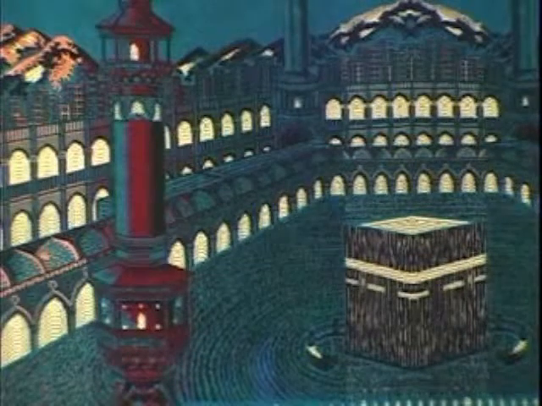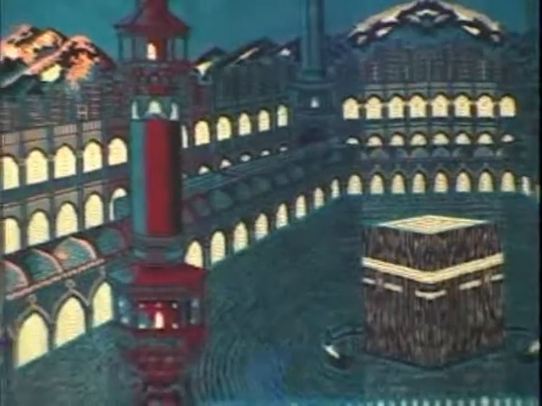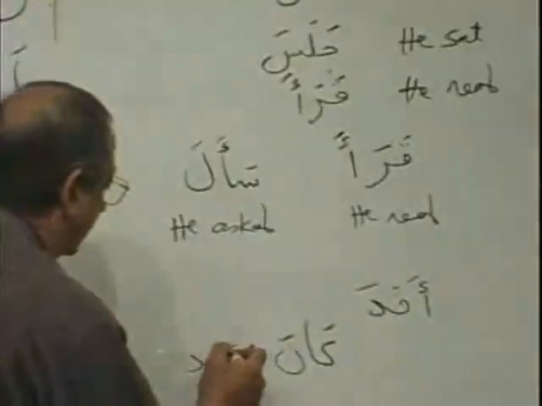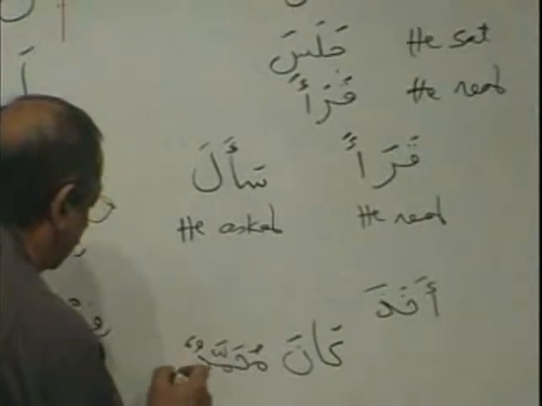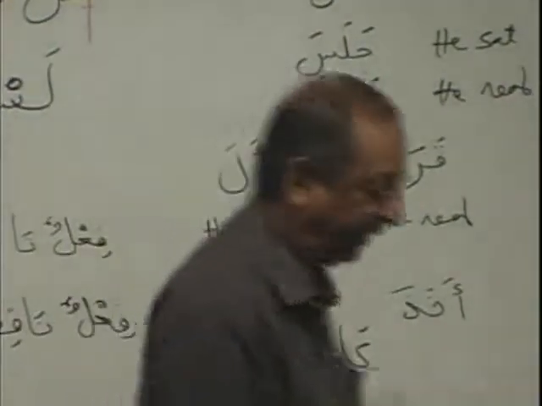Now I'm writing here, brothers and sisters. Kana Muhammadun Taliban. Okay. Now remember, we are not doing kana now. I'm only giving you an example. We will do it very soon, inshallah. Kana Muhammadun Taliban. Can you translate? Muhammad was a student. Muhammad was a student.